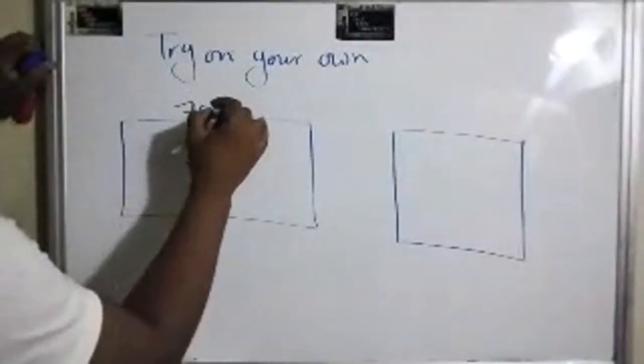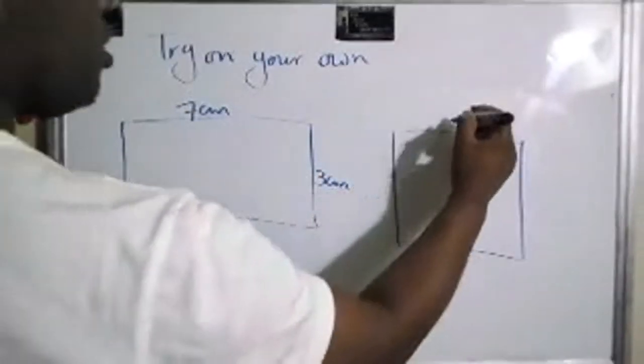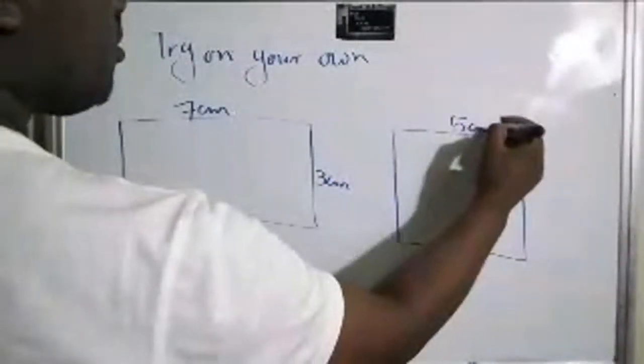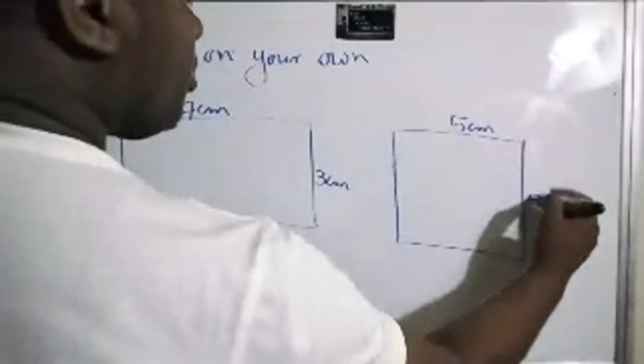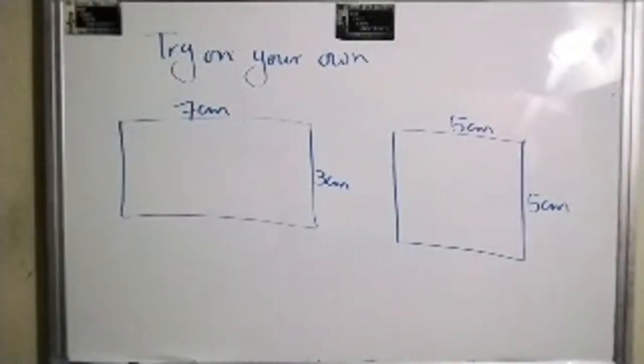So this is 7 centimeters, this is 3, and this is 5 centimeters. Next time we're going to be looking at the right angle triangle, area of the right angle triangle.